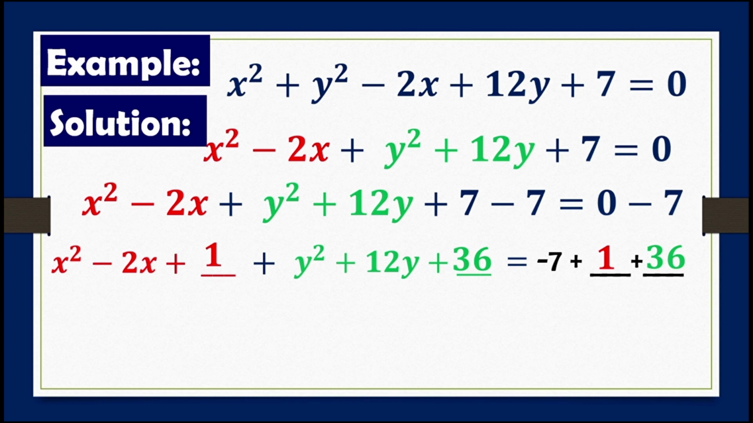So x squared minus 2x plus 1 as a square of a binomial becomes quantity x minus 1 squared, while y squared plus 12y plus 36 can also be expressed as a square of a binomial, that is quantity y plus 6 squared. Then combining negative 7 plus 1 plus 36 is 30. This is now the standard form of the equation of our circle.